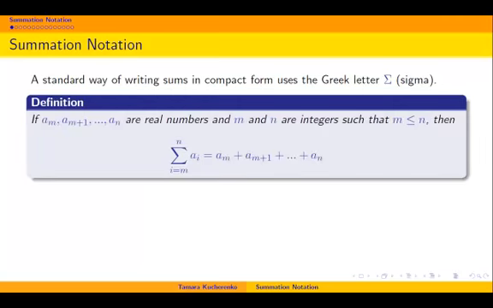If a_m, a_(m+1), and so on to a_n are real numbers, and m and n are integers such that m is less than or equal to n, then the sum of these numbers is denoted by sigma from i equals m to n of a_i.